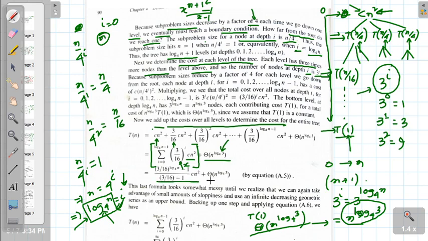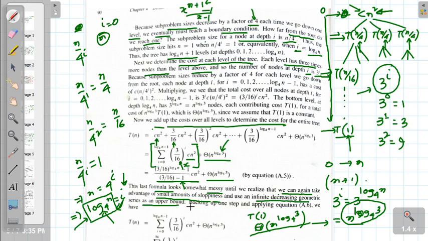Okay, and this expression is a bizarre looking one. The last formula looks somewhat messy. Okay, that means a bizarre one we are getting. Now, you see this beauty here, until we realize that we can again take advantage of small amounts of sloppiness and use an infinite decreasing geometric series as an upper bound.